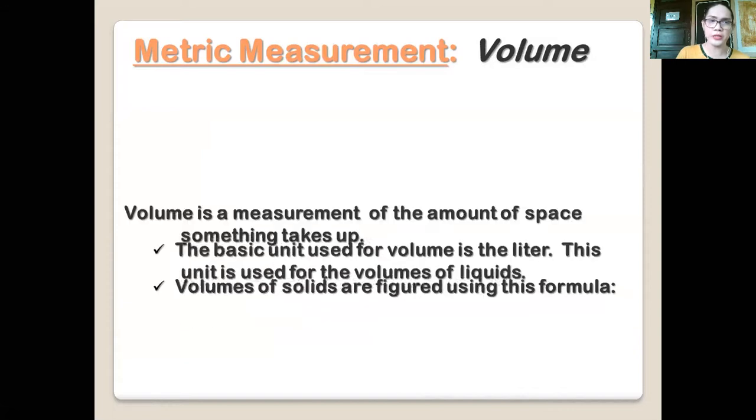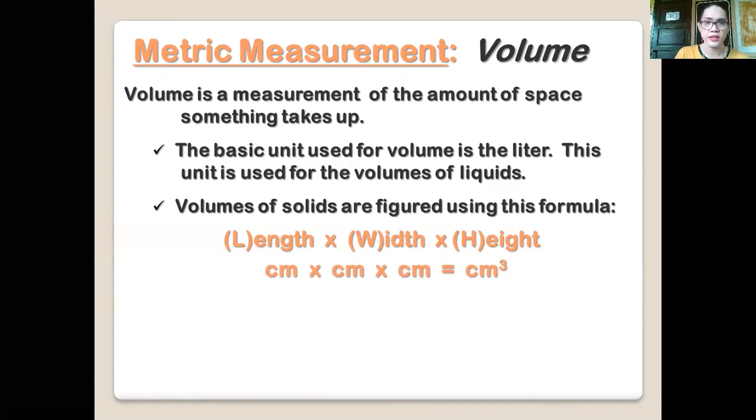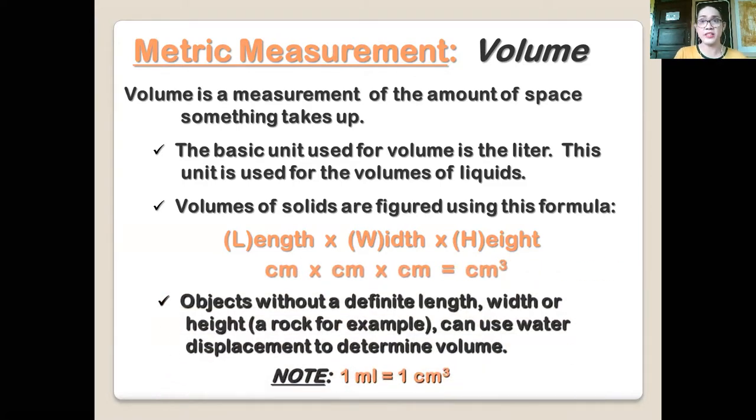And for the volume, volume is a measurement of the amount of space something takes up. The basic unit used for volume is the liter. This unit is used for the volumes of liquids. Volumes of solids are figured using this formula: length times width times height. That is the equivalent volume for solids. So we have cubic centimeters. So 1 cubic centimeter is equivalent to 1 milliliter. Do not forget that one.